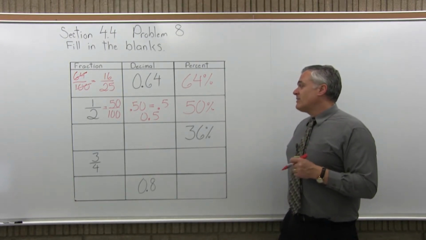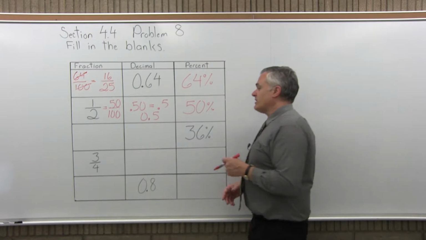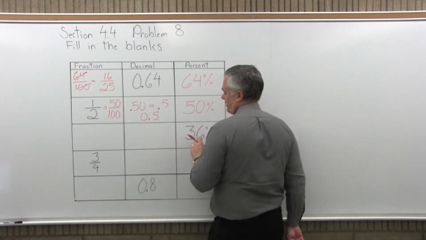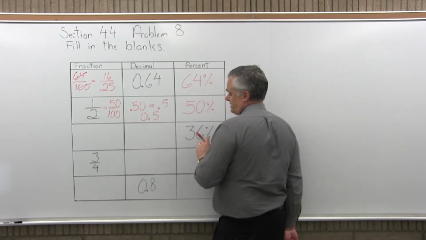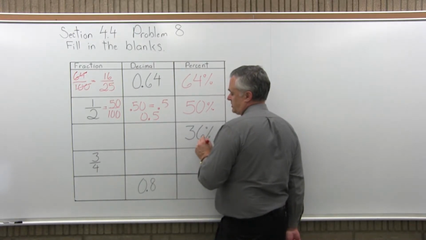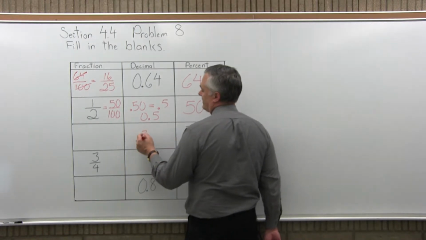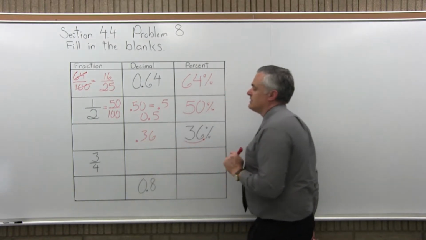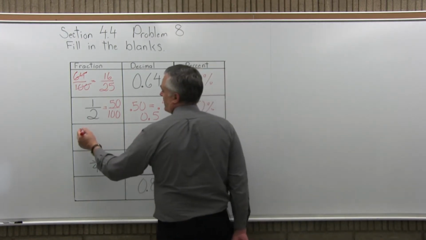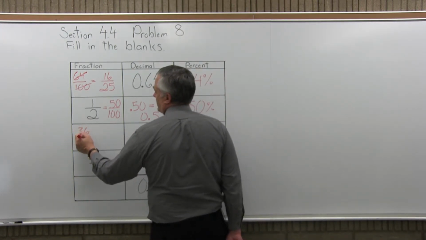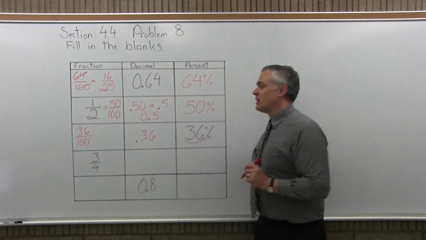Now, the next one down, we have 36%. You can really do this in either order. The decimal, I will just take the decimal point where I assume it to be just after the 6 and go 2 places to the left and make 0.36. And then for the fraction, to make a percent into a fraction, you put the percent in the numerator and make the denominator a 100. So I have 36 over 100.